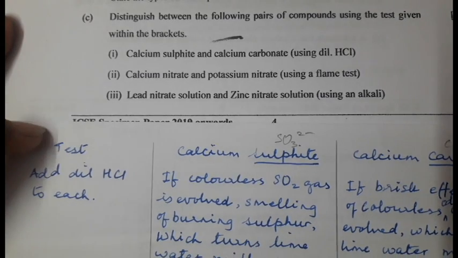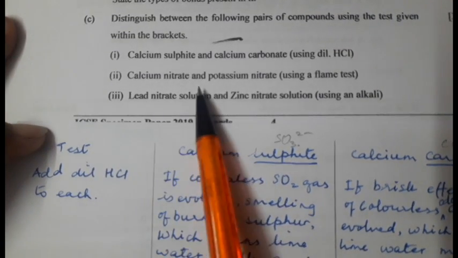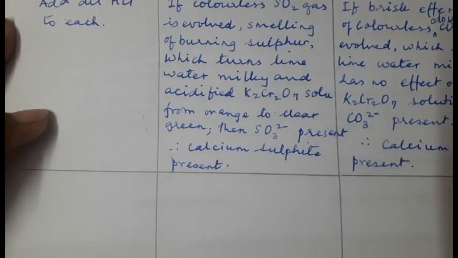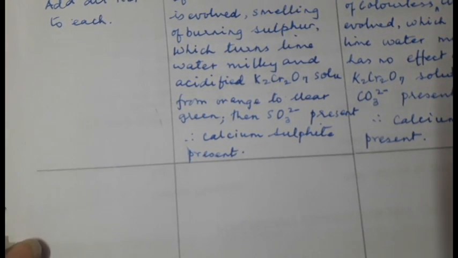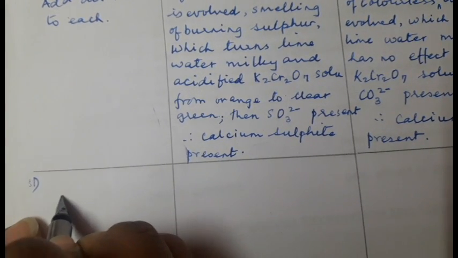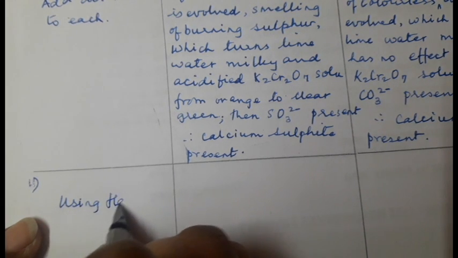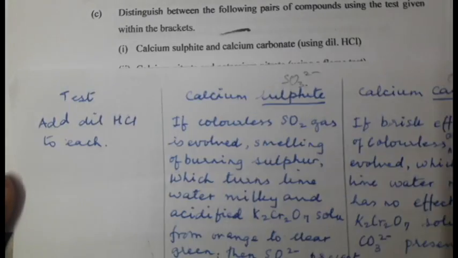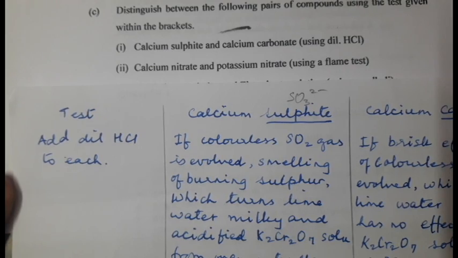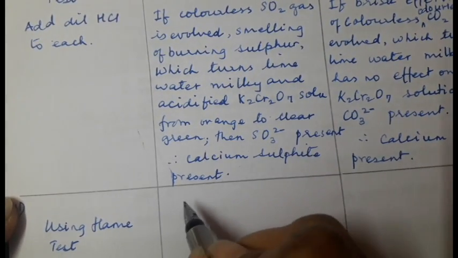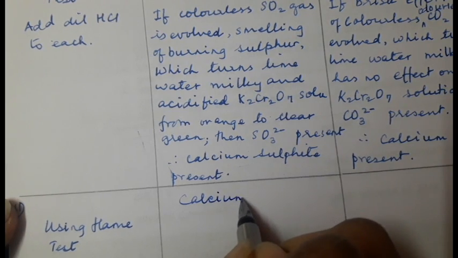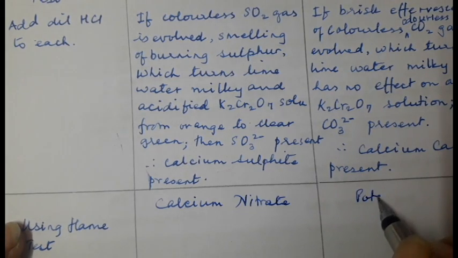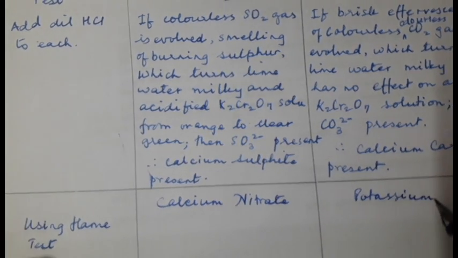Now we come to the second test, calcium nitrate and potassium nitrate using flame test. So we will continue with this. Now we'll talk about the second, and the second test is using flame test, and here, what is our word here given, calcium nitrate and potassium nitrate. So we'll write calcium nitrate and potassium nitrate.